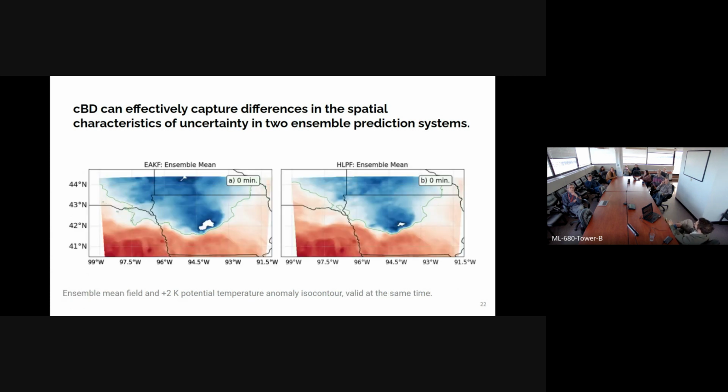For a quick comparison, we are going to look at the ensemble mean field for potential temperature anomaly, along with just our one ensemble mean contour. It's all valid at the same time as the previous slide. We do still, from looking at the ensemble mean field, get a sense of that same conclusion, that along the southwest edge of the cold pool we are getting a broader extent with the EAKF updated ensemble. But something interesting that I wanted to note here is that this region is also somewhere where there are very shallow gradients in the potential temperature anomalies themselves.